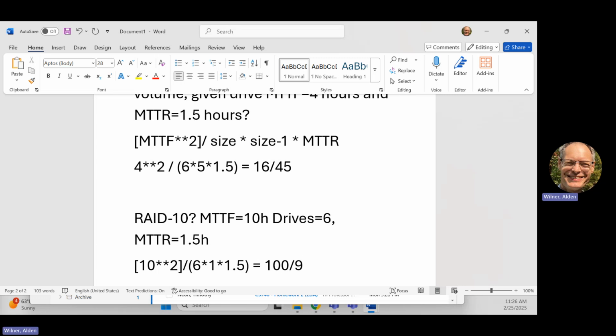So that's the RAID 10 formula. That's a little weirder because, again, we're not just saying any one of the remaining drives can fail. We're saying that a specific drive has to fail.